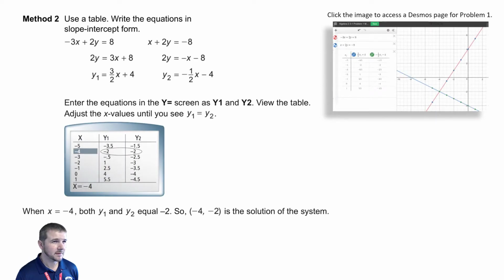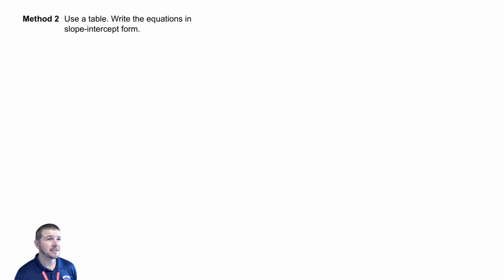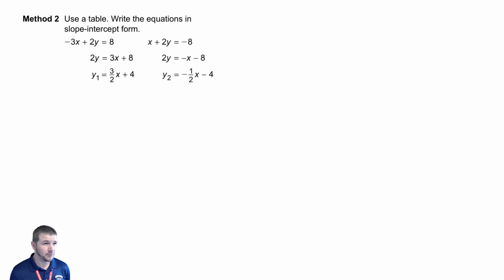And our second method, use a table. Write the equations in slope-intercept form. In order to use a table, we need to rewrite the equations so they are in slope-intercept form. That's true for graphing calculators and for Desmos, and we'll take a look at both of those options here in just a minute. So to rewrite the first equation in slope-intercept form, we'd find y sub 1, tagging it with a subscript 1 to represent our first equation and help us tell it apart from our second equation, equals 3 halves x plus 4. And then our second equation works out to be y sub 2 equals negative 1/2 x minus 4.